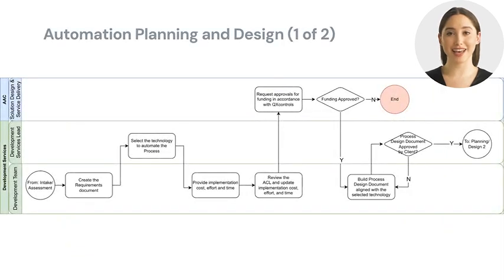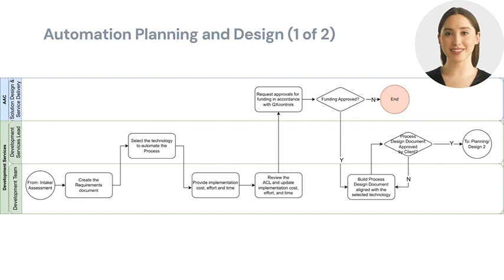Automation planning and design. Slide 1 of 2. Here the development team begins by creating the requirements document. Then the development services lead selects the technology which they will use to develop the solution, and the development team will provide the implementation cost, time, and effort, review the automation catalog and library, and update these same metrics.